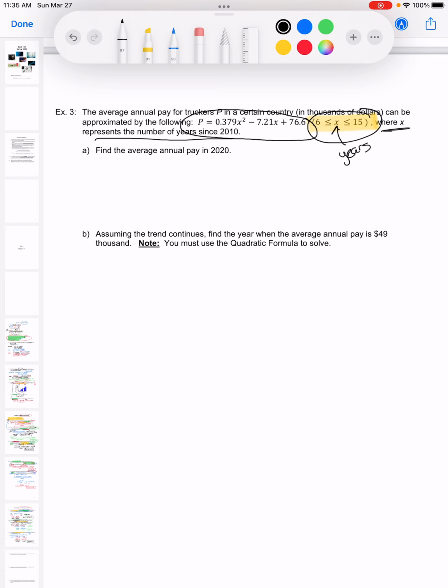All right, so let's look at this problem. Example 3, actually, the 3A is a throwback question to when we were just trying to plug in numbers for X. Remember, X are the years. And so the annual pay in 2020, that's a year, so that means it's X. We're not going to plug in 2020 though. My directions said we started with 2010. So that means I'm going to plug in 10.